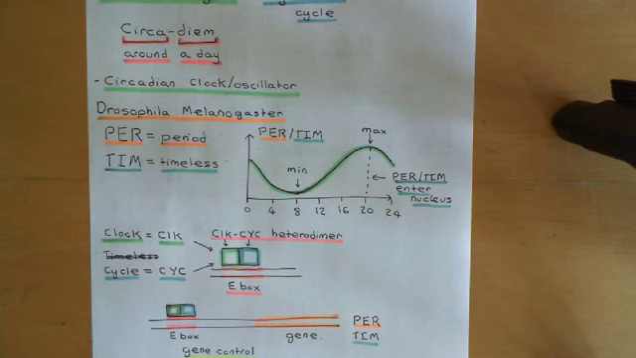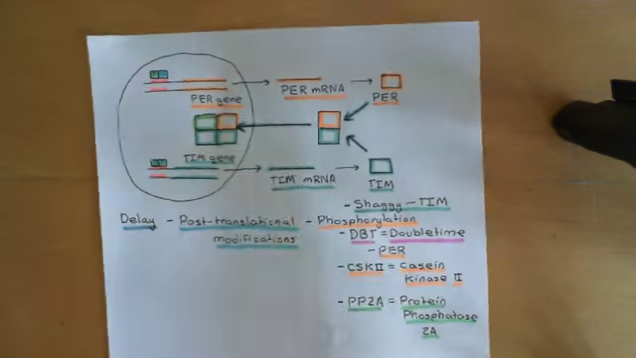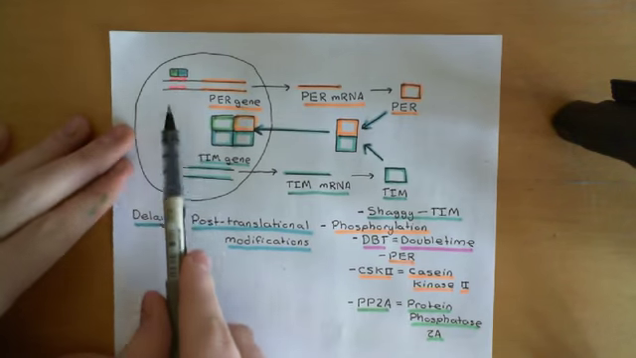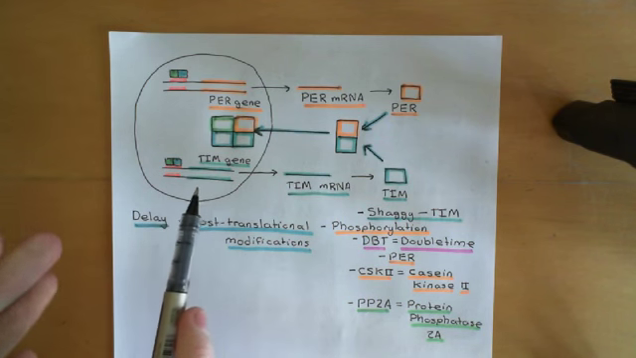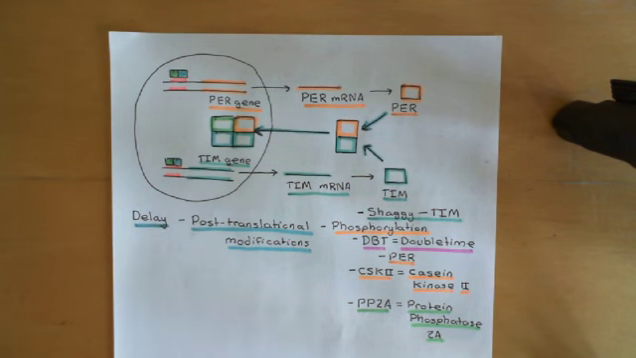So what's that going to mean? Well, that means that we are now going to get no more production of period and timeless proteins. Period and timeless genes have now been turned off effectively, because remember what was turning them on was the clock cycle heterodimers. So period and timeless inhibit their own expression through this mechanism that we have seen here. So no more production of period and timeless is going to occur.